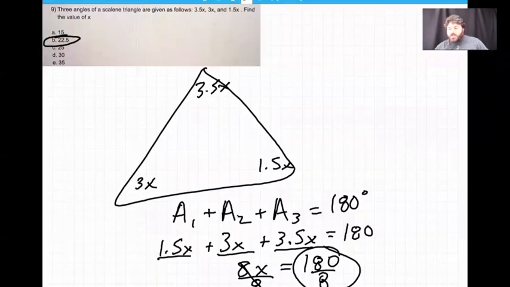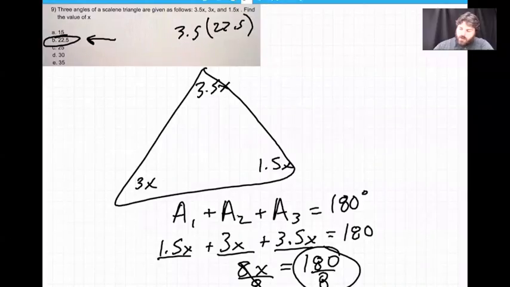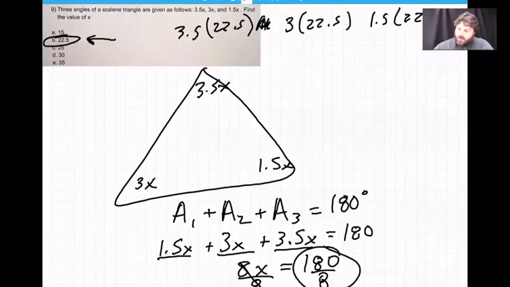Remember, you could use guess and check here. You could try plugging in B. You would see that B would give you 3.5 times 22.5. You would add that to 3 times 22.5, and then you'd have 1.5 times 22.5. If you added all those together, you'd see that that makes 180 degrees.